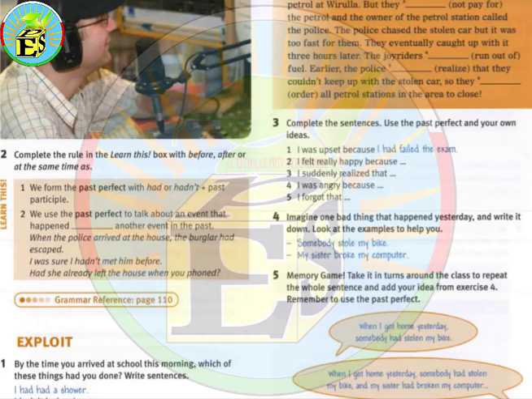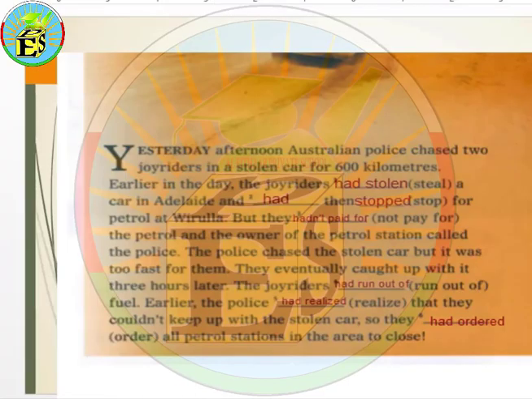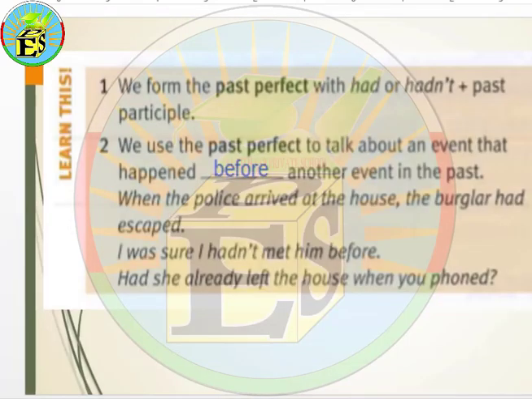Have you finished? Okay, let's check it together. We form the past perfect with had or hadn't plus past participle. Number 2, we use the past perfect to talk about an event that happened before another event in the past. When the police arrived at the house, the burglar had escaped. I was sure I hadn't met him before. Had you already left the house when you phoned?